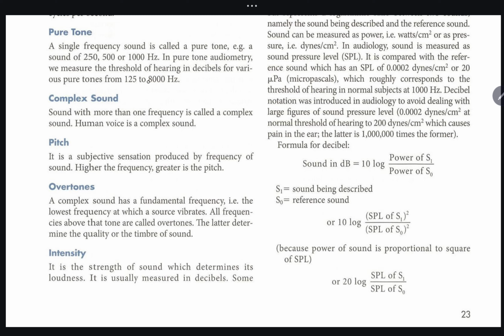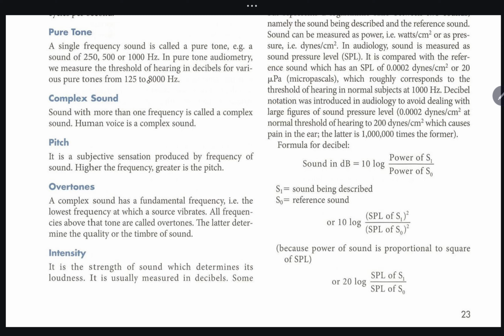Pitch. It is a subjective sensation produced by frequency of sound. Higher the frequency, greater is the pitch. Overtones. A complex sound has a fundamental frequency, that is, the lower frequency at which a source vibrates. All frequencies above that tone are called overtones. The latter determine the quality or the timbre of sound.